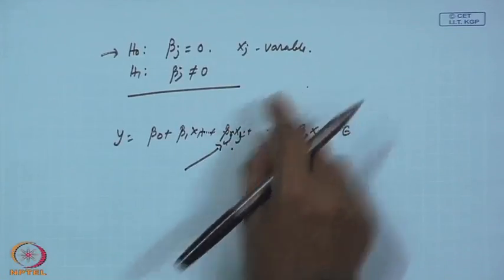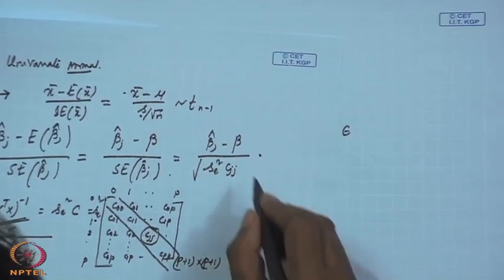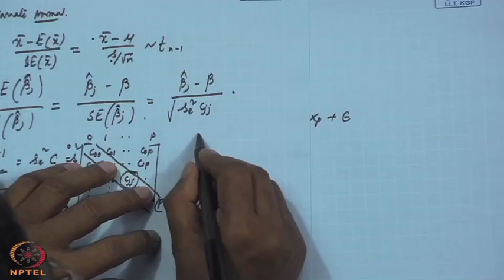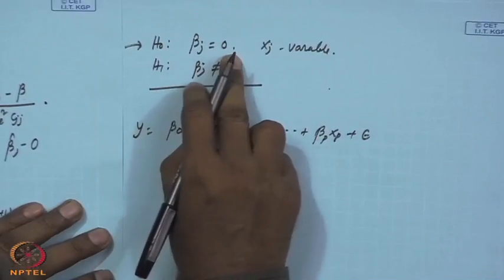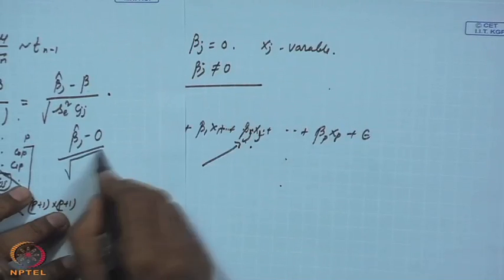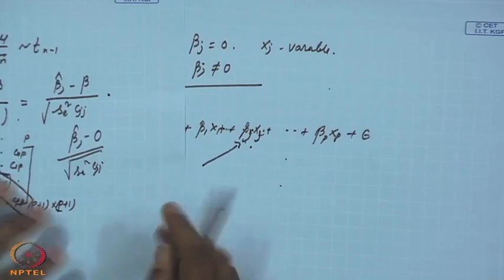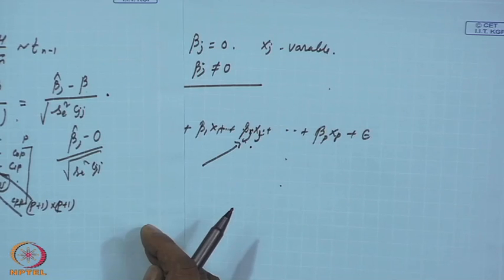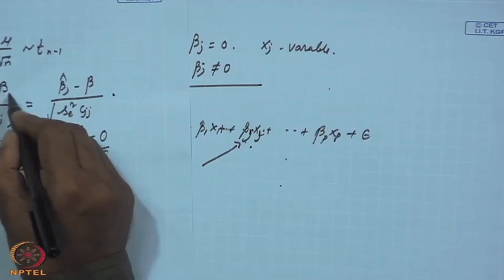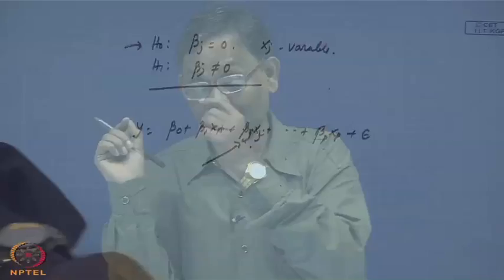So, if we create this, what will happen ultimately? Then under the null hypothesis, beta j equal to 0, so this quantity will be beta j cap minus 0, divided by square root of sigma square C j j. Getting me? Difficult? No, sir, beta j cap minus beta j, all are beta j here, because we are talking about the jth variable only.